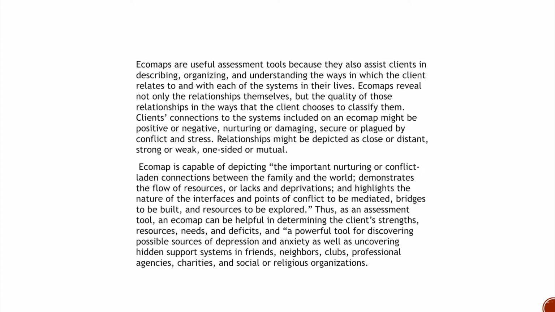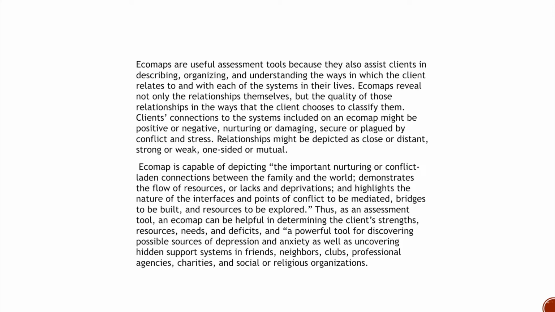Clients' connections to the systems included on the eco map might be positive or negative, nurturing or damaging, secure or plagued by conflict and stress. Relationships might be depicted as close or distant, strong or weak, one-sided or mutual.